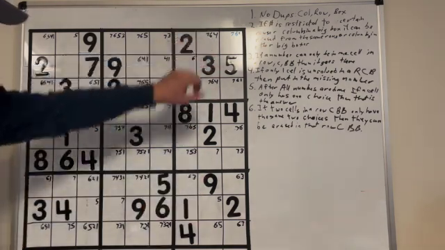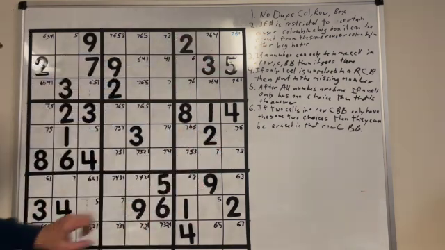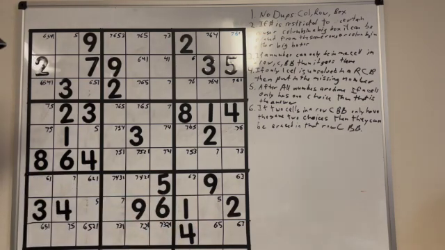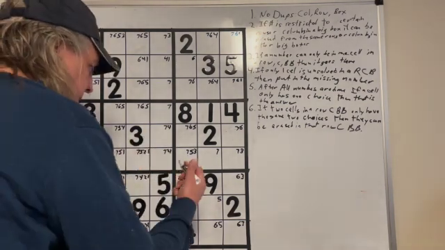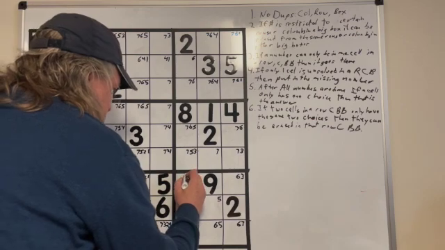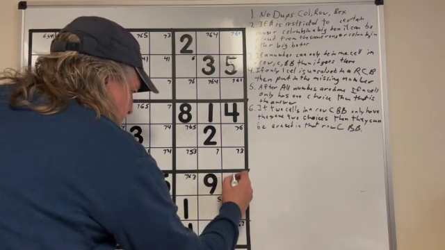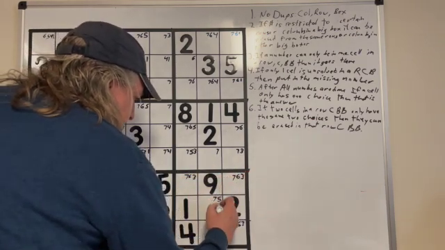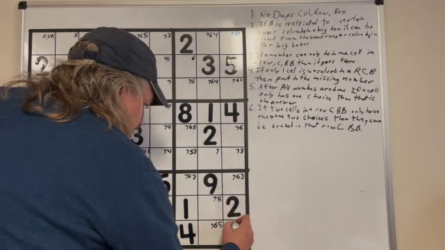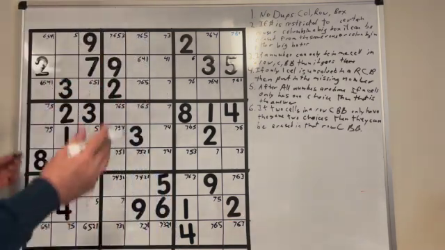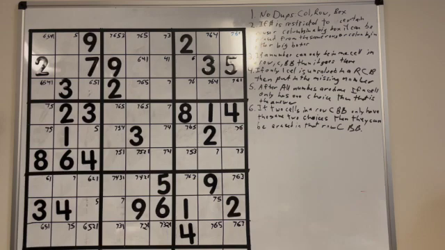No help from up here, no help from here, no help from here, no help from here. Just got to write 7s everywhere. That's a lot of 7s. That was a mess. Dang.